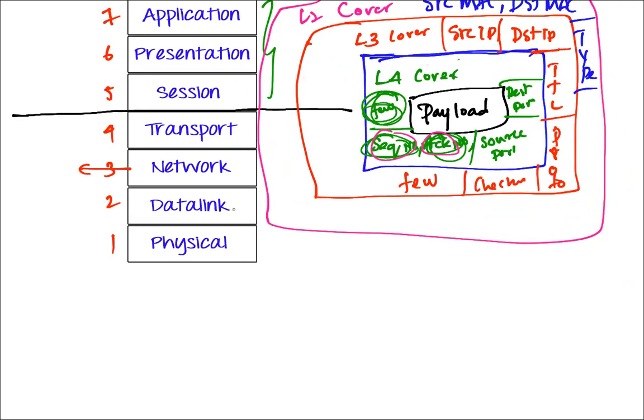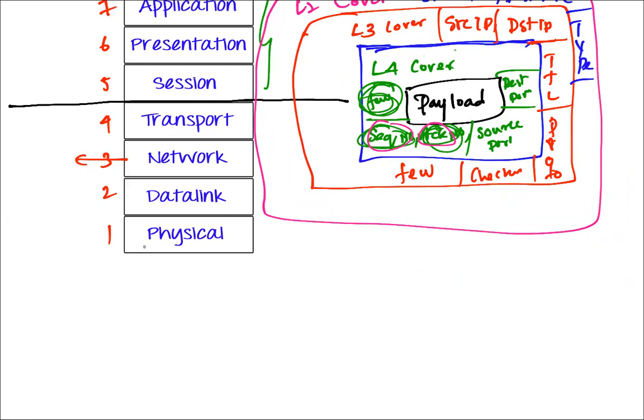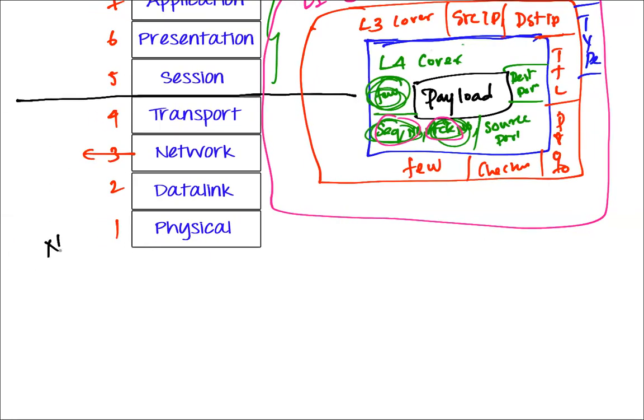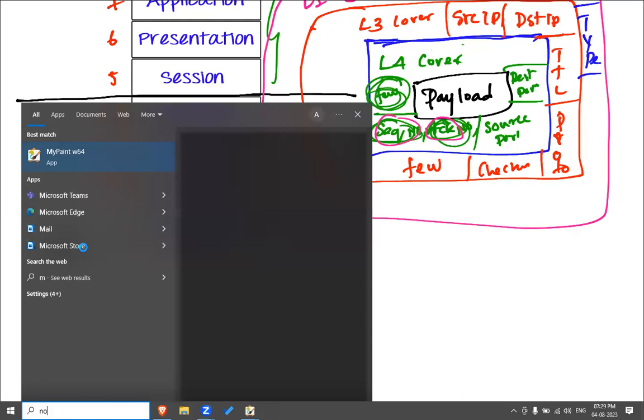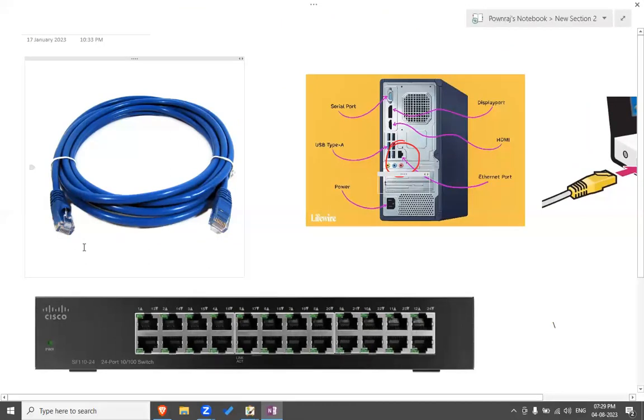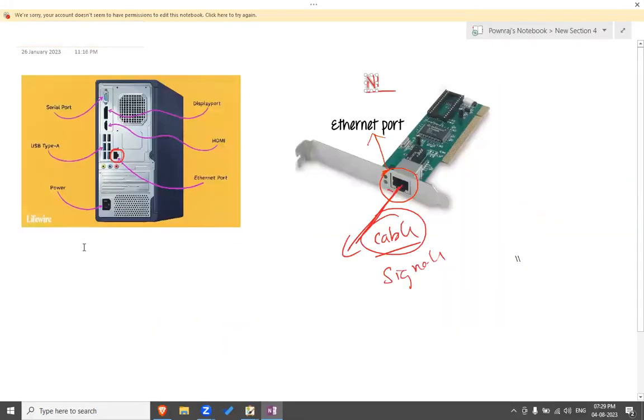Let's try to understand what exactly happens in the physical layer. Physical layer, again, we're going to call it a layer. But this physical layer is not adding any covers. The duty of the physical layer is this: in our PC, we have something called a network interface card. Every PC has it. I'll show you the image of the network interface card now. So this is the network interface card.